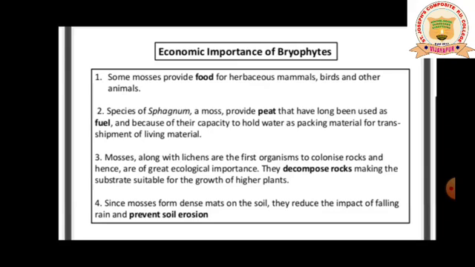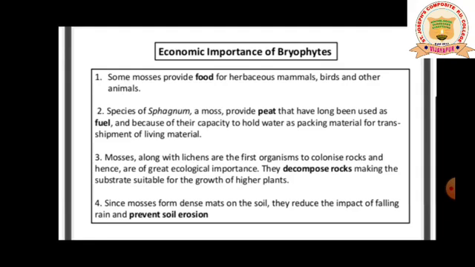So some mosses are examples or classes of bryophytes. Some mosses provide food for herbaceous mammals, birds, and other animals. They serve as food for herbaceous mammals, the mammals who are able to eat green plants. They are termed herbaceous. And they serve as food for some of the birds and other animals.